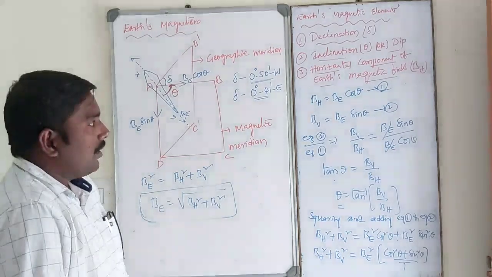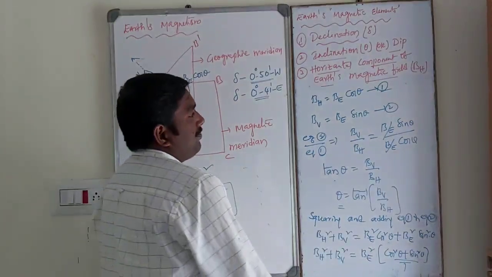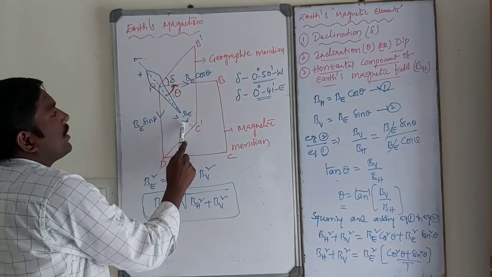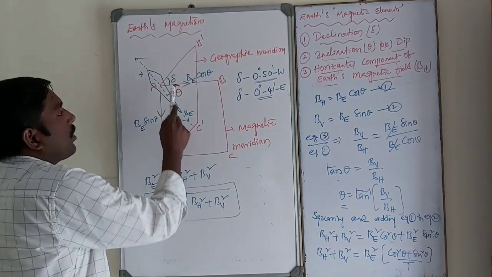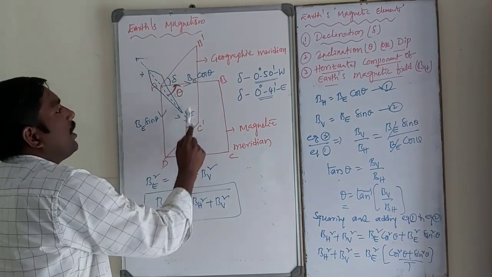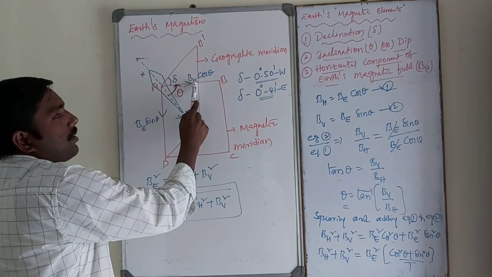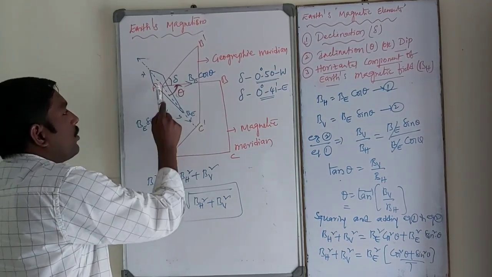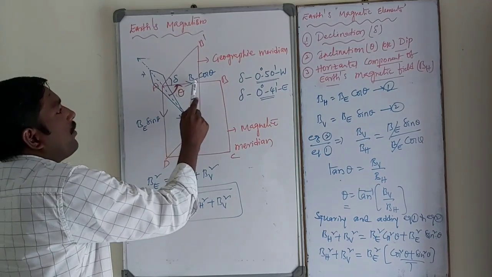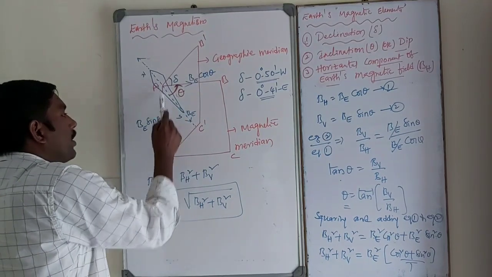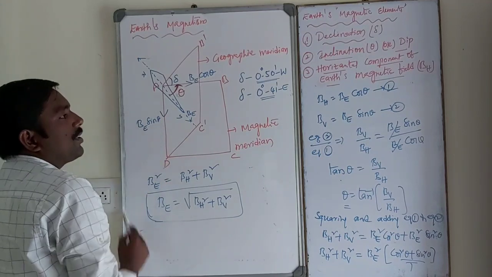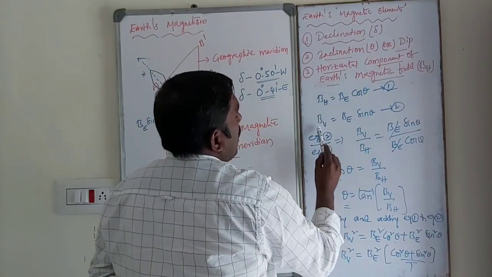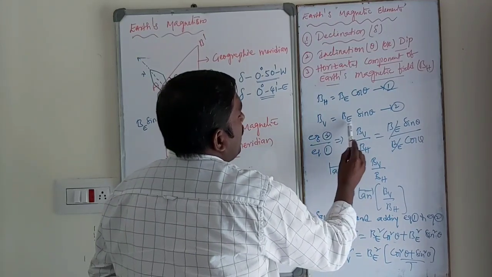See, the Earth's resultant magnetic field is resolved into two rectangular components. I made BE into two parts, one horizontal component and the other vertical component. The horizontal component is BE cos theta, the vertical component is BE sin theta. So horizontal component BH is equal to BE cos theta and vertical component BV is equal to BE sin theta.